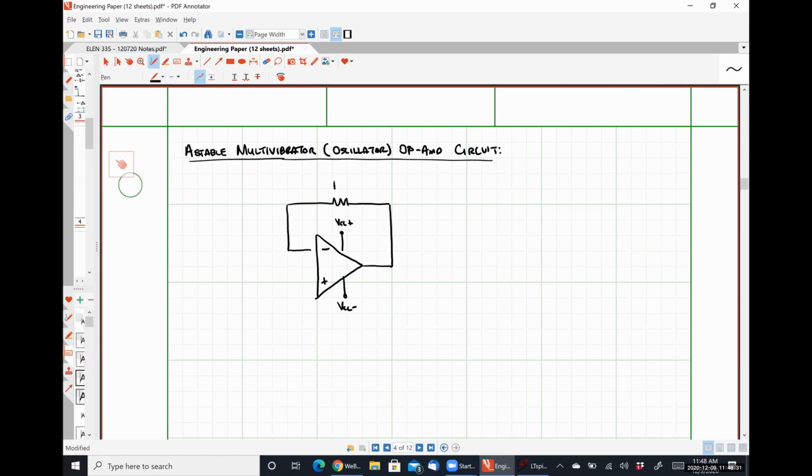Now, I want to be clear. What I have just drawn is a negative feedback loop because it's from the output terminal to the inverting input terminal. But there's also a feedback resistor on the positive feedback side as well. This guy is R1.